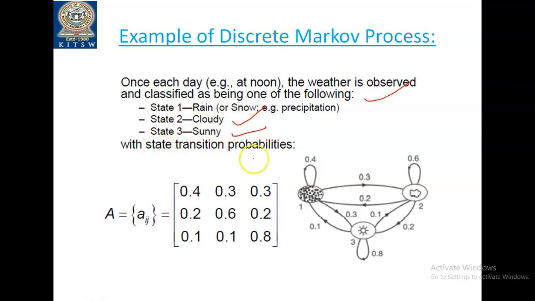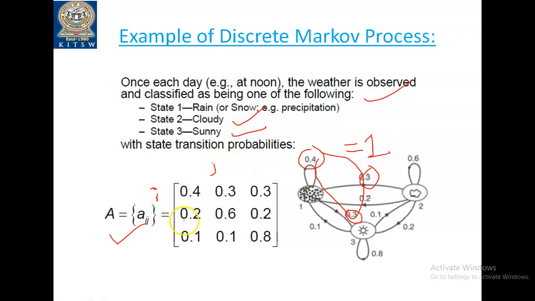Now the state transition probability matrix is capital A, where this is i and this is j, for Aij. A11 is 0.4, A12 is 0.3, and A13 is 0.3, from state 1 to state 3. If you add these three probabilities, you get 1: 0.4 plus 0.3 plus 0.3 equals 1.